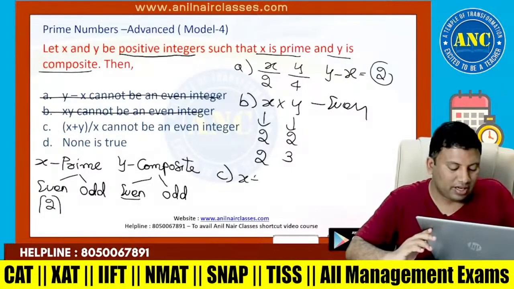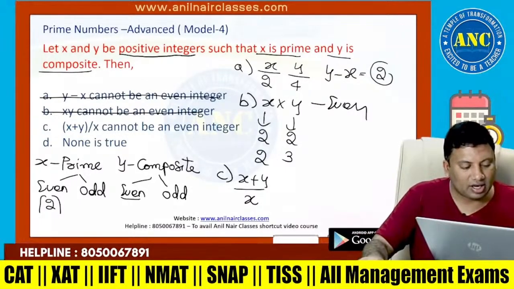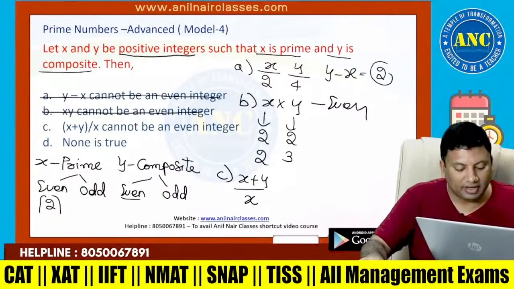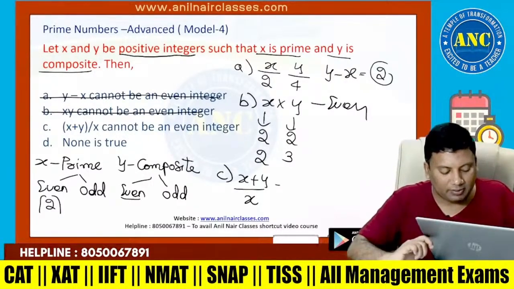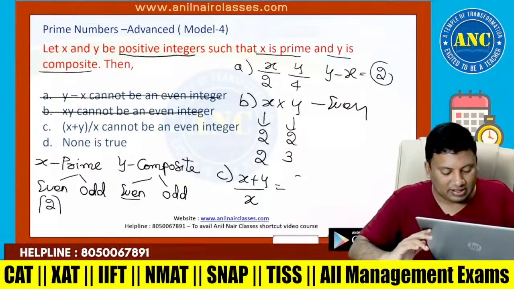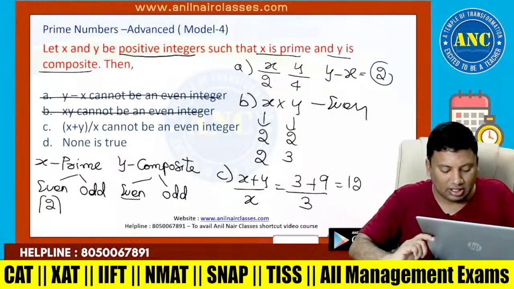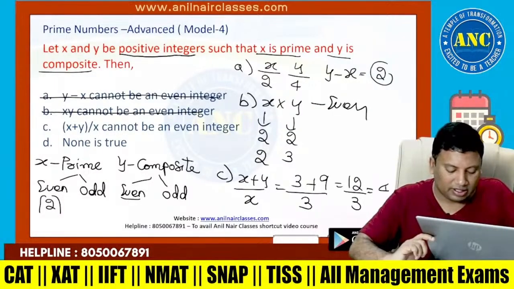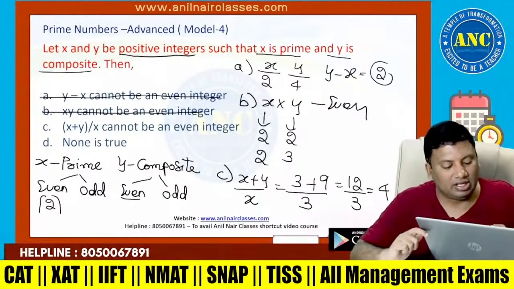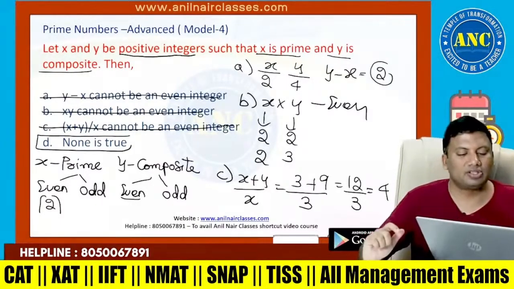Next one, C: x plus y divided by x cannot be an even integer. For example, suppose x is 3, y is 9. 3 plus 9 divided by 3 is nothing but 12 by 3, which is 4. 4 is an even integer. So this cannot be true. The answer is none of the statements is true.